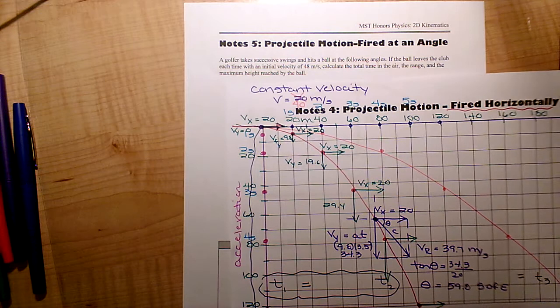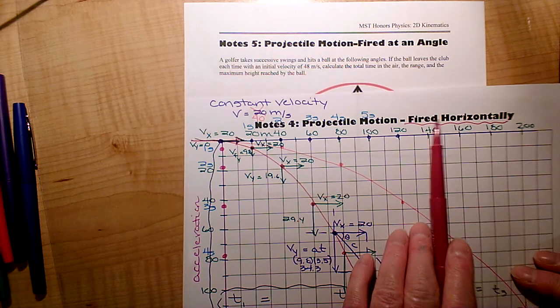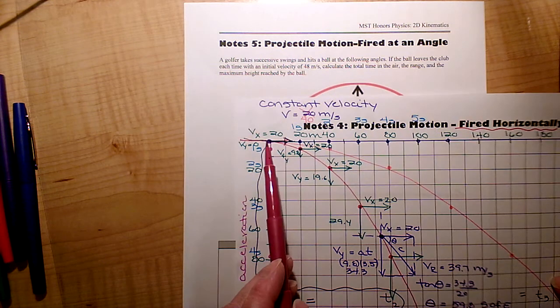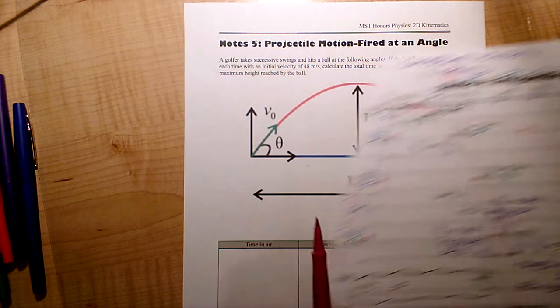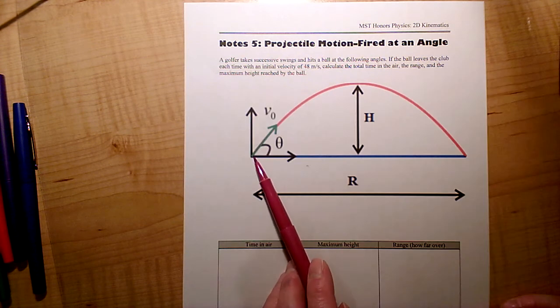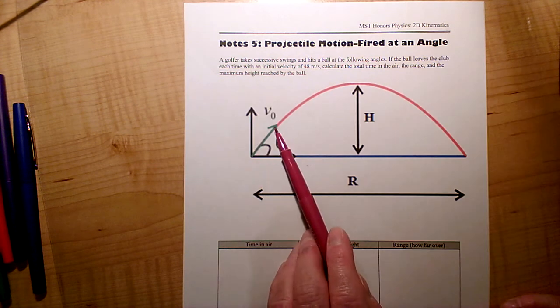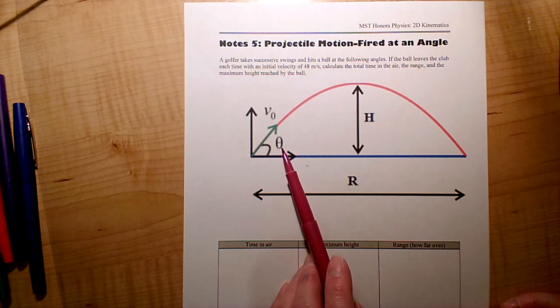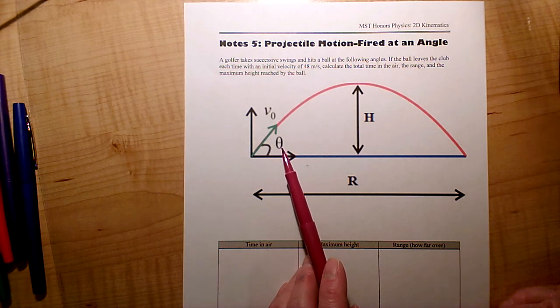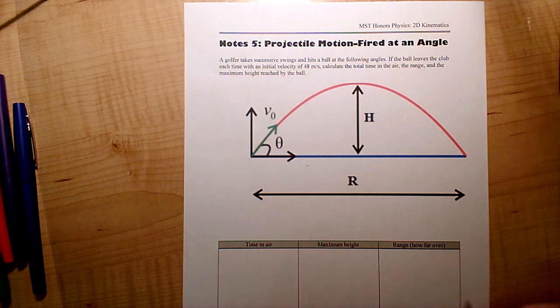In the previous notes, we looked at something fired horizontally. That meant that we had to shoot it straight out. Fired at an angle just means that we're always going to shoot something up into the air, where it's going to leave the ground or leave the top of the cliff at an angle theta.